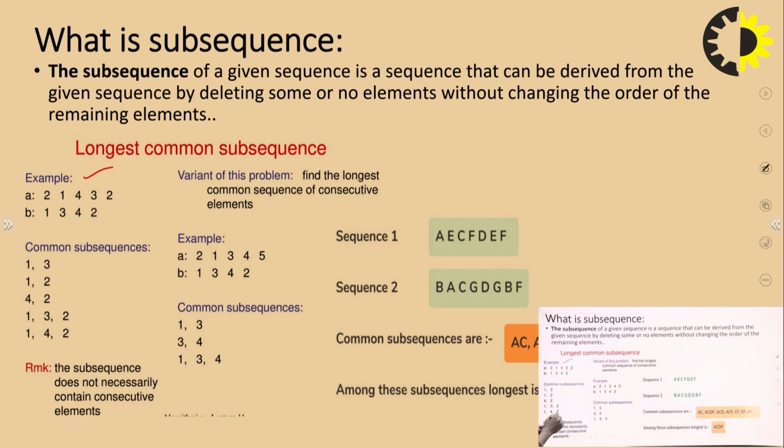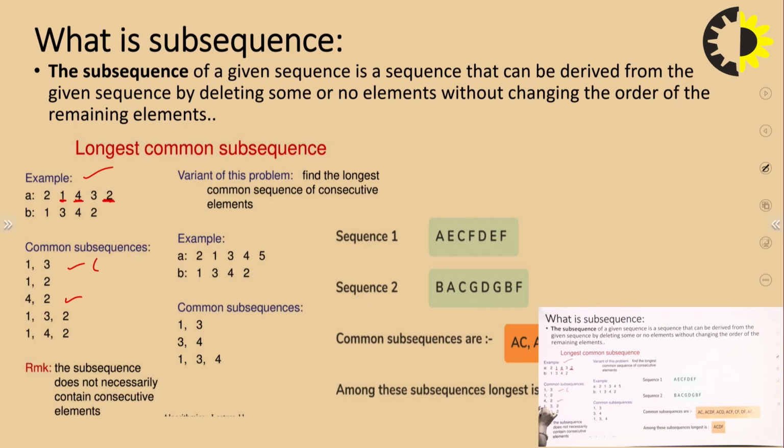In the first example, let's say we have a string 2 1 4 3 2, and a second string 1 3 4 2. So there is the possibility of a common sequence. 1 and 3 is a common subsequence, and 1 and 2 is also a subsequence. Next 4 2, here we have a 4 and here we have a 2, so 4 2 is also a subsequence. So there are several possibilities among the two strings.